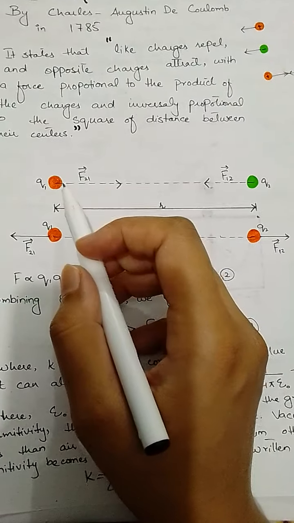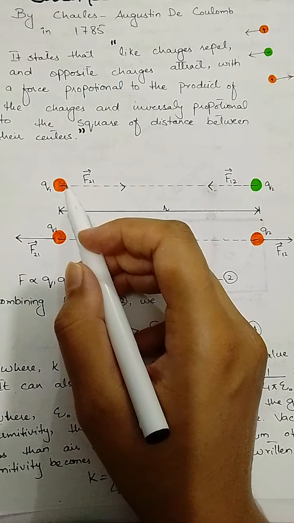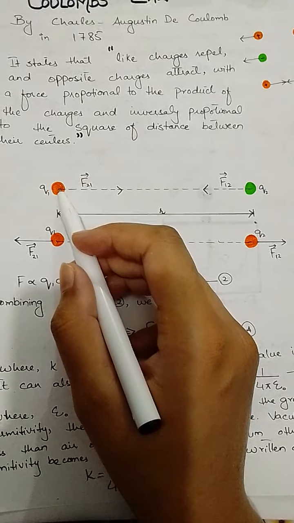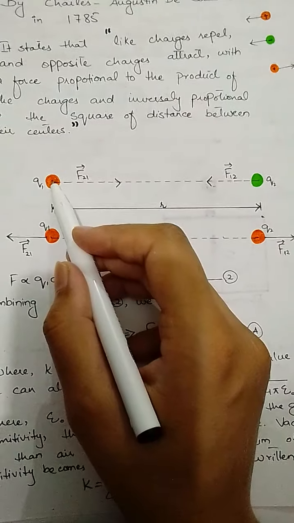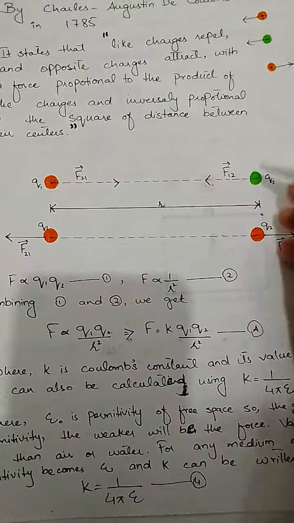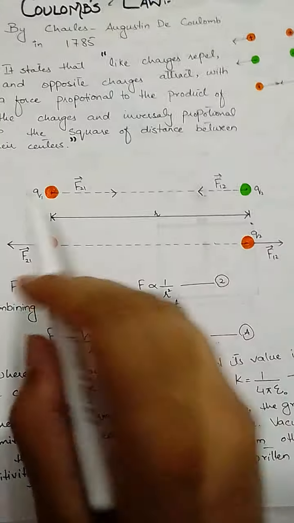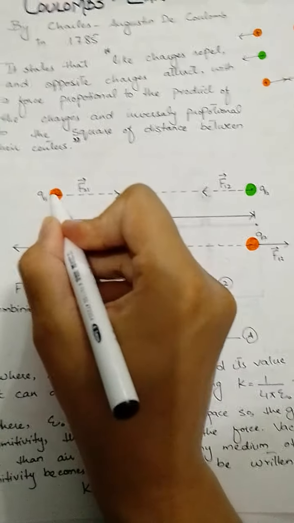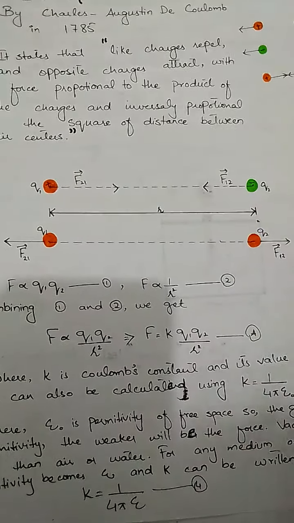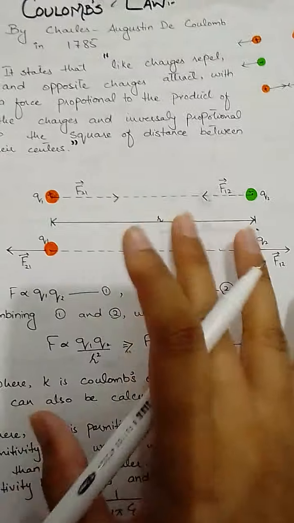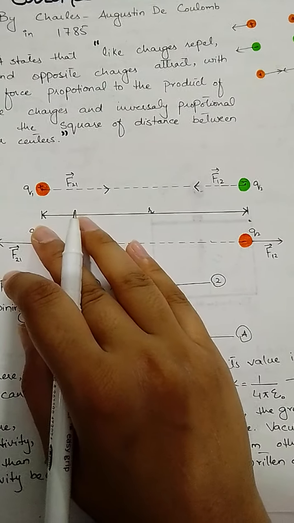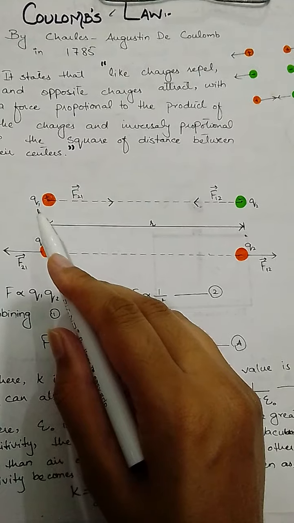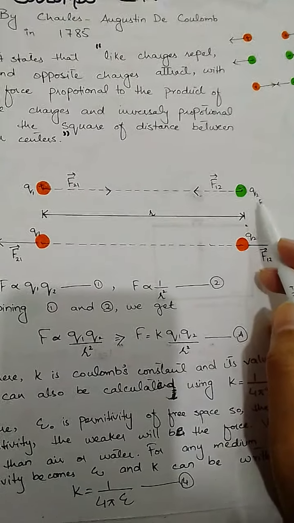Remember that we don't have to take the distance from the surface of this charge. We have to take the distance from the center of this charge, the centers of these charges. So I have just drawn two charges. This one is a positive charge and this one is a negative charge, so obviously they're going to attract each other, right? We call this one Q1 and this one Q2.